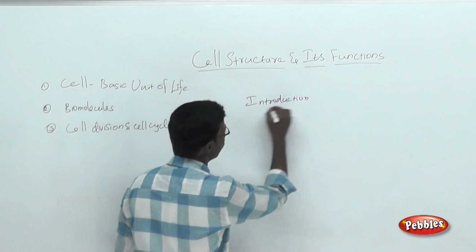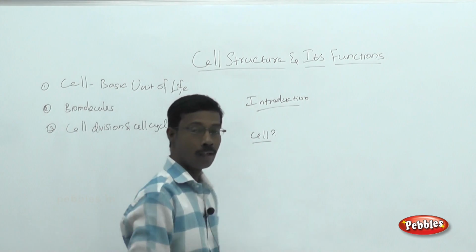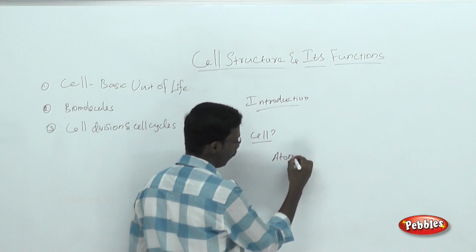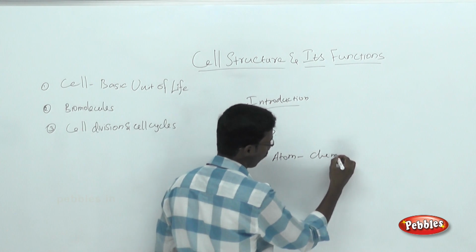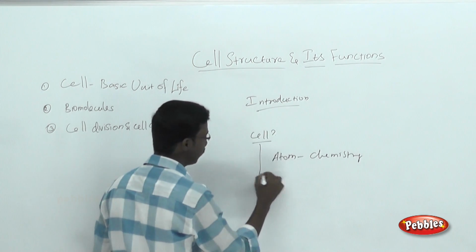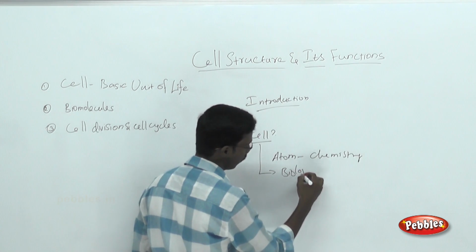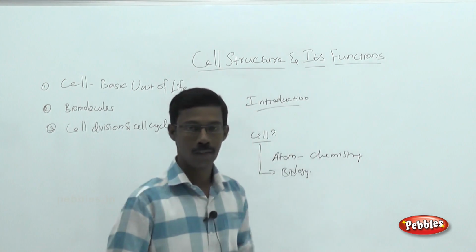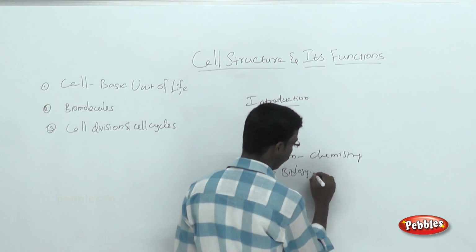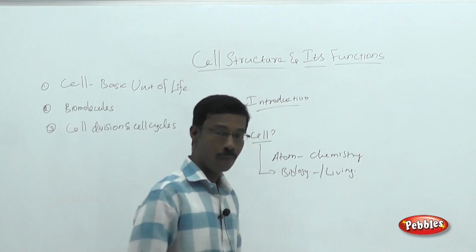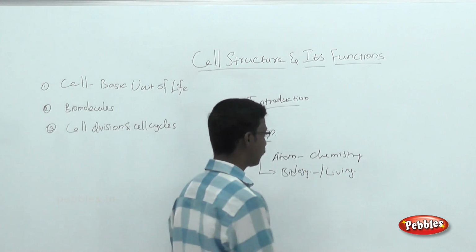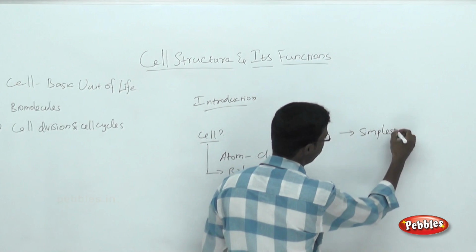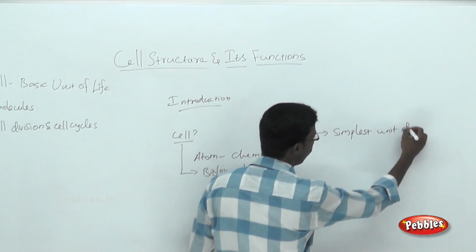So what is a cell and how can we define the term cell? As we all know, atoms are the basis of chemistry. Like that, the cell is the basis of biology. All living things, all living organisms, all living entities in the world are made up of the basic units called cells. So how can we define the term cell? A cell is the simplest unit of life. The first term you should remember: cells are the simplest unit of life.